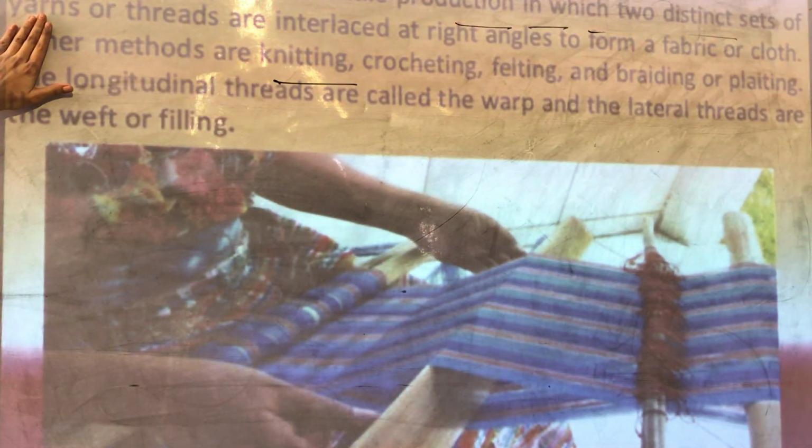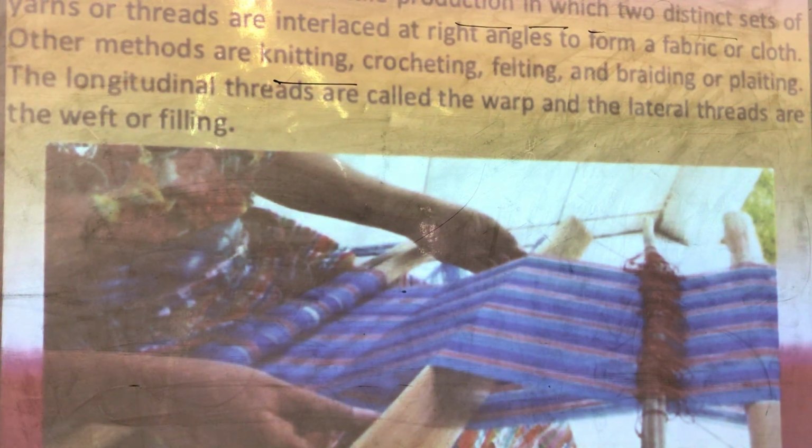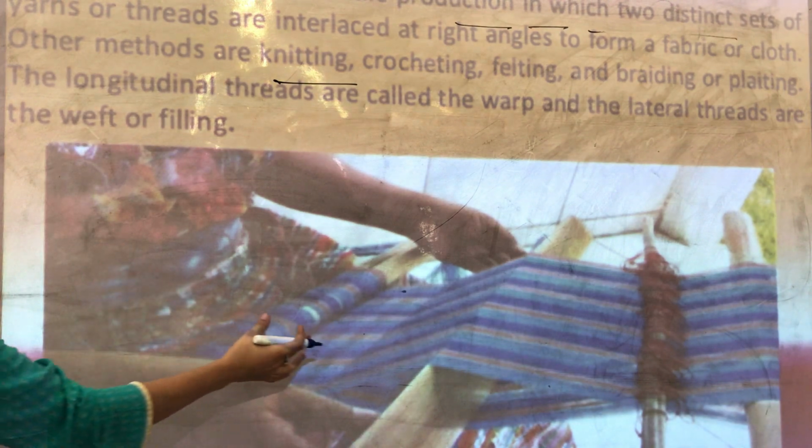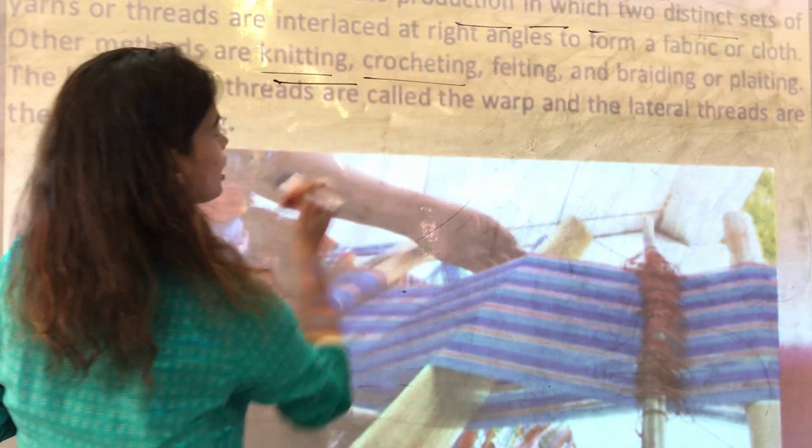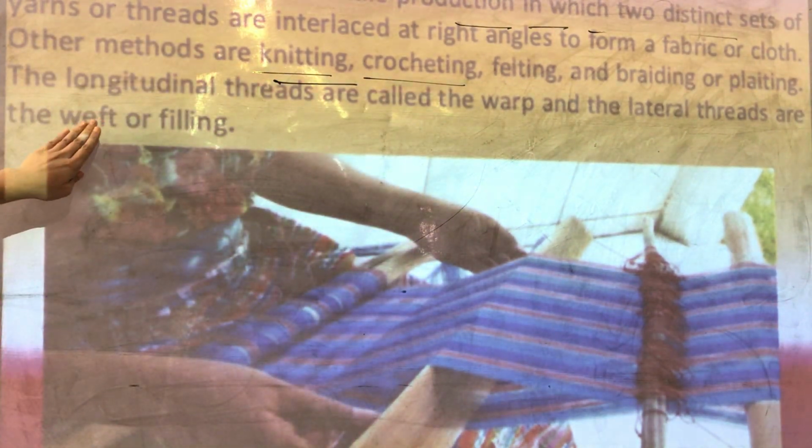So write down. Weaving is a method of textile production in which two distinct sets of yarns or threads are interlaced at right angles to form a fabric or cloth. Other methods are knitting, crocheting, felting, braiding or plaiting. The longitudinal threads are called warp and the lateral threads are called the weft or filling.